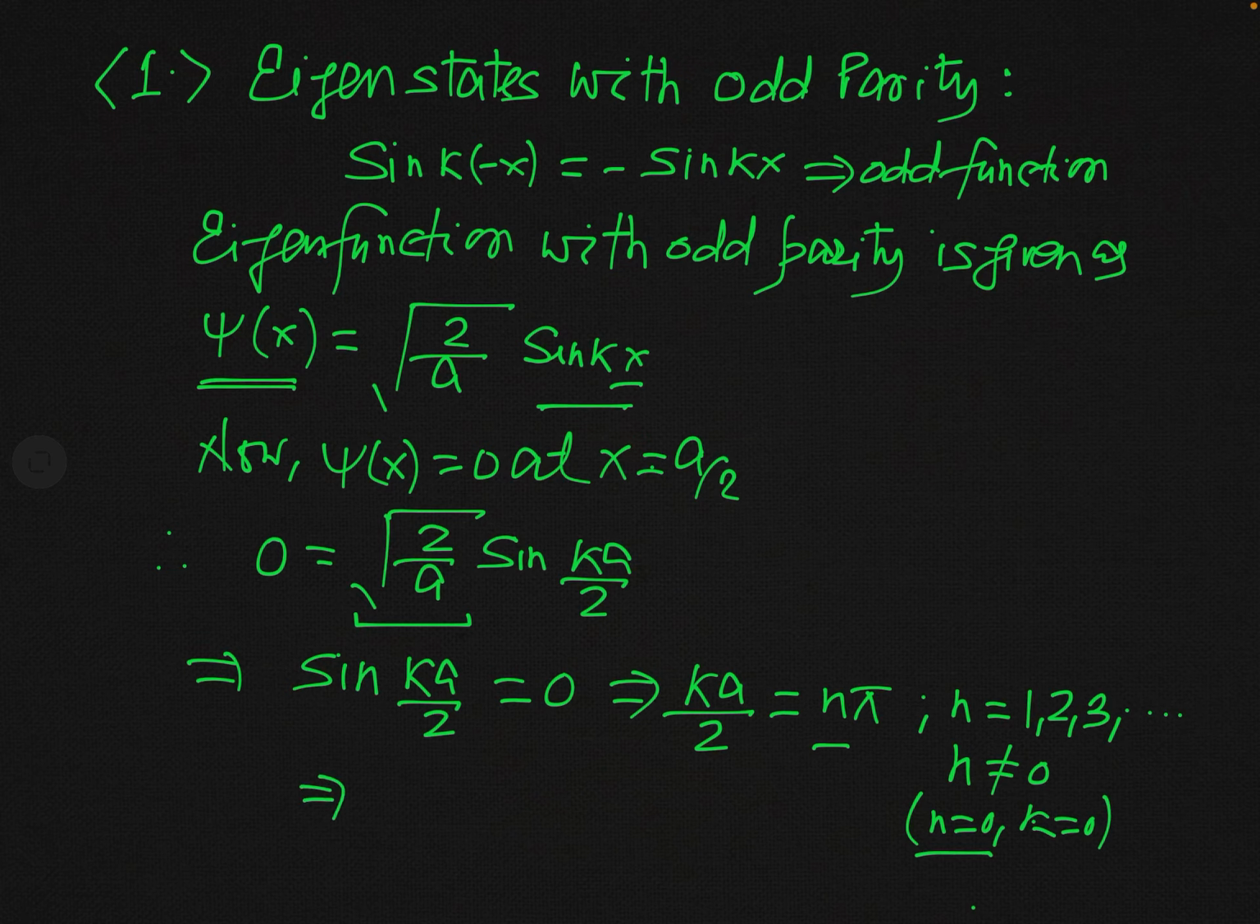And from here we can easily calculate the value of k. This is in fact 2n pi over a. k equal to 2n pi over a.